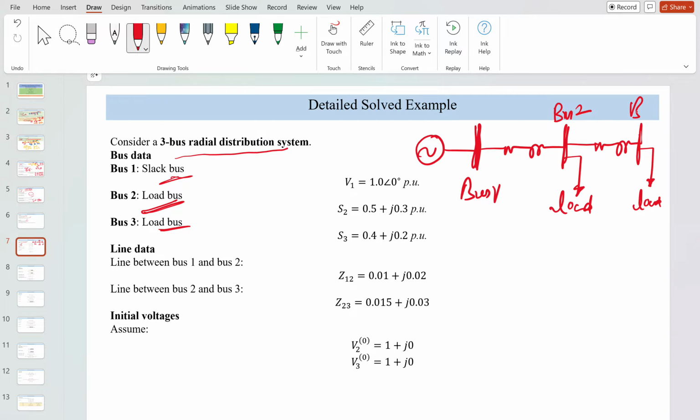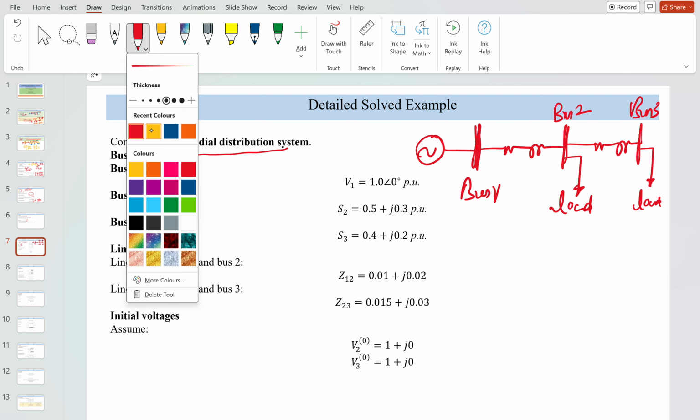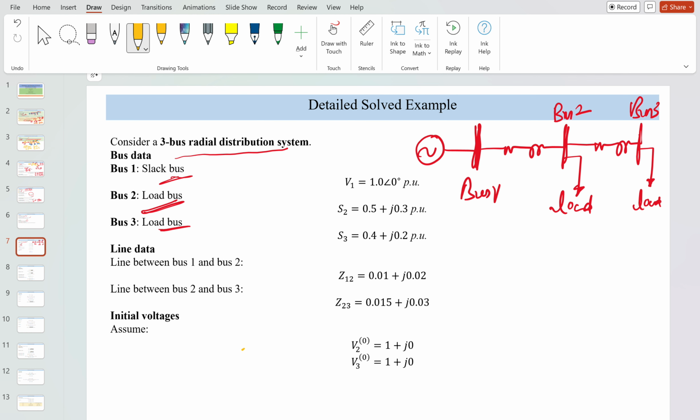Okay, this is bus 3. When you see that, this S2 is already given. S2 given means it is consuming P equal to 0.5 pu, and Q equal to 0.3 pu. And here, the power will be equal to 0.4 pu, it is given, and Q is given as 0.2 pu.